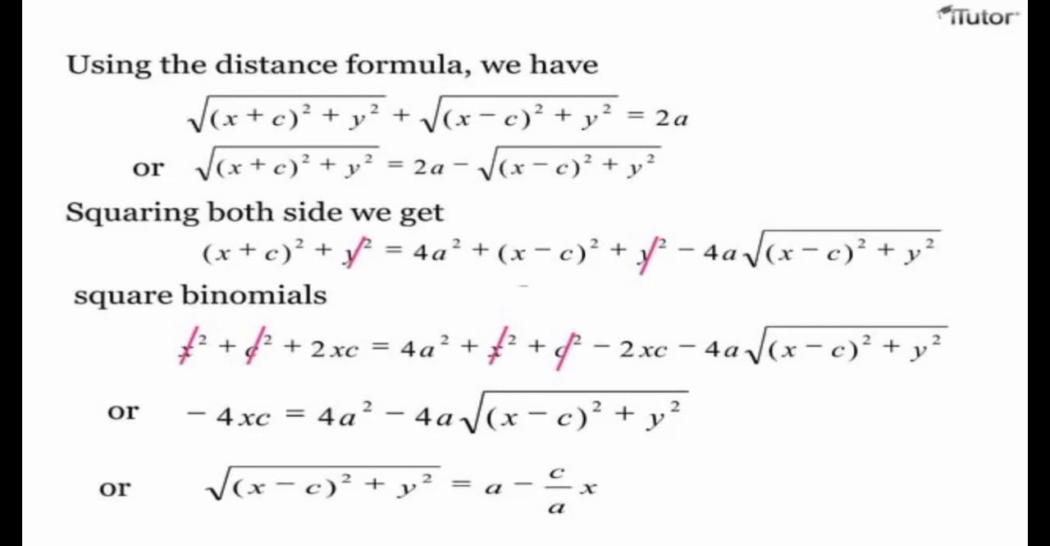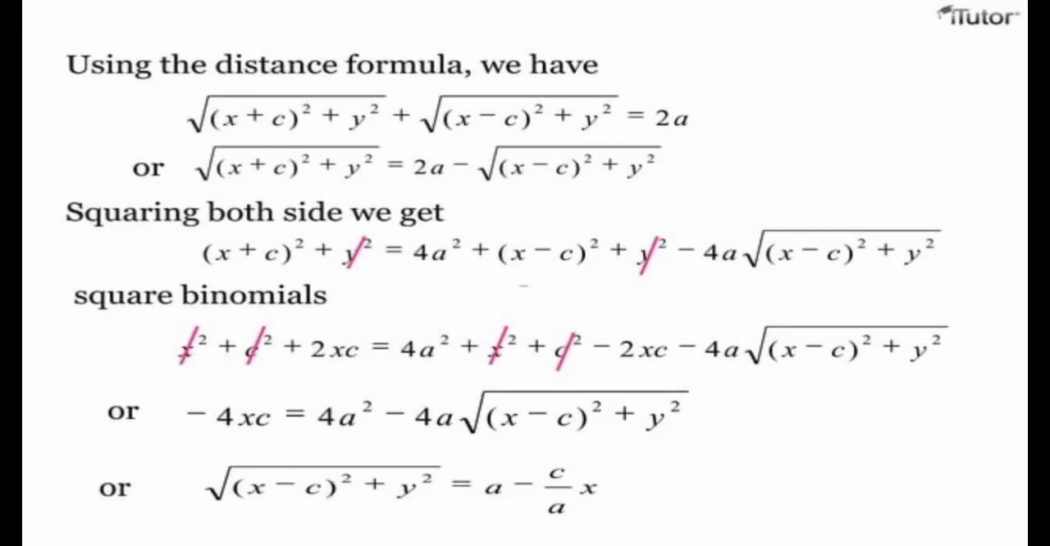Using the distance formula, we have the square root of (x plus c) squared plus y squared, plus the square root of (x minus c) squared plus y squared, is equal to 2a. Or the square root of (x plus c) squared plus y squared is equal to 2a minus the square root of (x minus c) squared plus y squared. Squaring both sides, we get (x plus c) squared plus y squared is equal to 4a squared plus (x minus c) squared plus y squared, minus 4a times the square root of (x minus c) squared plus y squared, where the y squared terms are cancelled. Square the binomials.